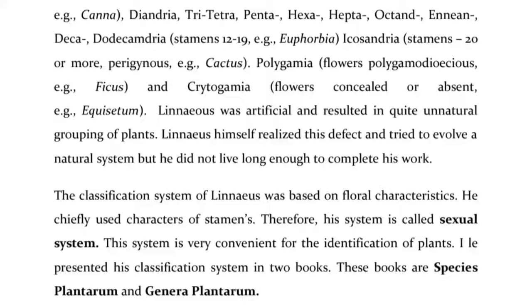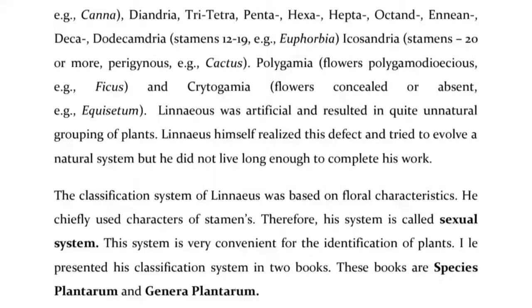The system of Linnaeus was artificial and did not result in a natural grouping of plants. Linnaeus himself realized this defect and tried to evolve a natural system, but he did not live long enough to complete his work. The classification system of Linnaeus was based on floral characteristics. He mainly used characters of stamens. Therefore, his system is called the sexual system.